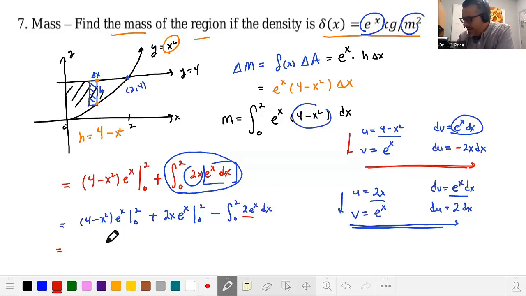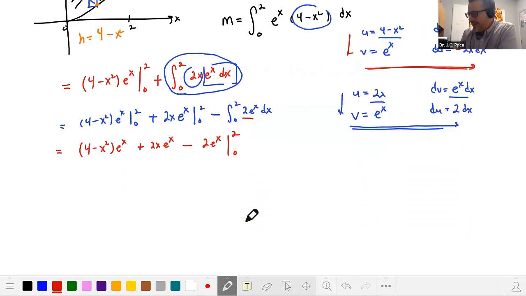And so all together, what am I going to have here? I'm going to have 4 minus x squared all times e to the x. And I'll put the limits at the very end here. And I have plus a 2x e to the x. And then minus, and the integral of e to the x is just e to the x. So it's just 2 e to the x, and evaluated from 0 to 2. That looks good.